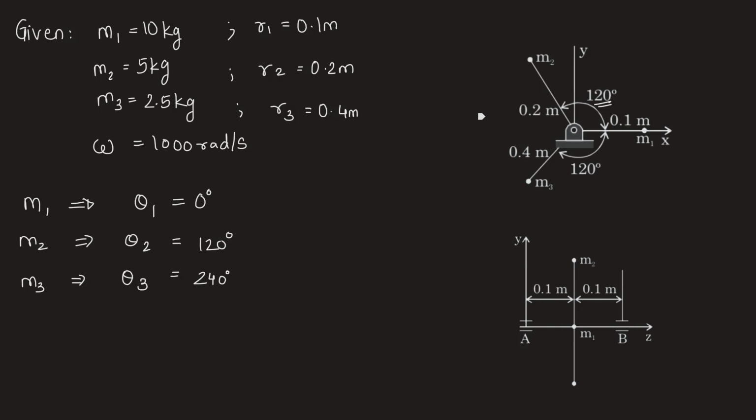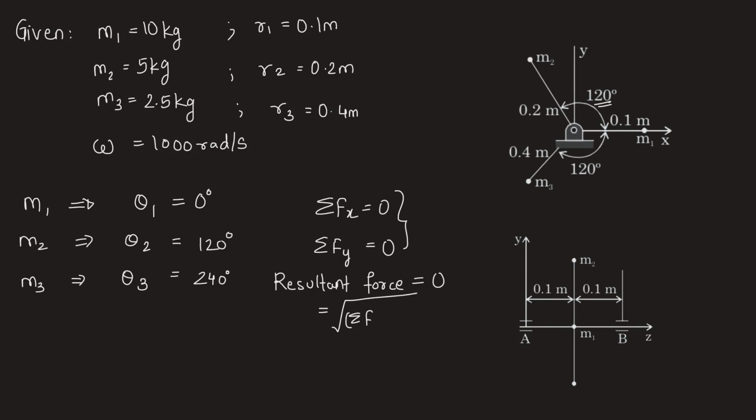Now for this system to be in equilibrium, the equilibrium equations summation Fx equal to 0 and summation Fy equal to 0 should be satisfied, or we can say that the net resultant force on the system must be 0. This means the same thing because resultant force is nothing but under root of summation Fx square plus summation Fy square. So if each of them is 0, definitely the net resultant force will also be 0. Let's check whether this condition is correct.